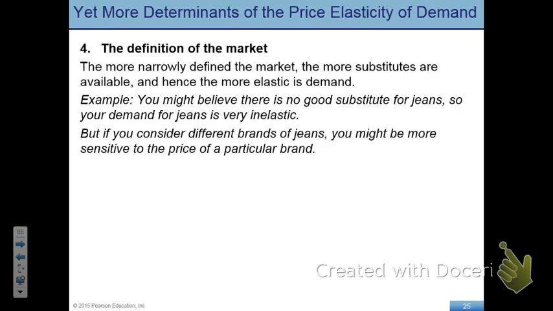Because you have good substitutes for Levi's, there are other brands. But when you think about the definition of jeans in general, the demand is probably more inelastic.